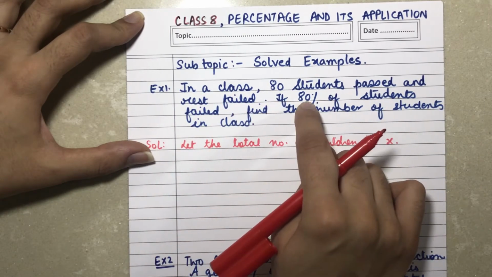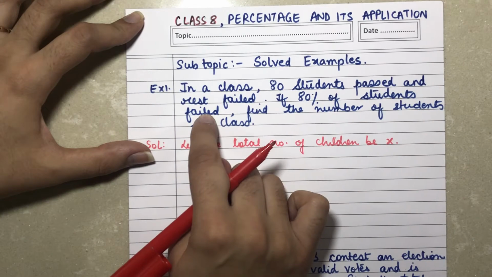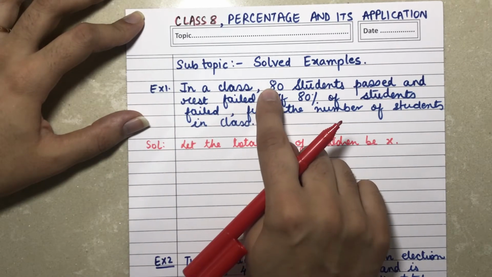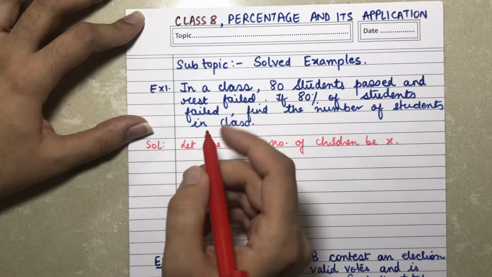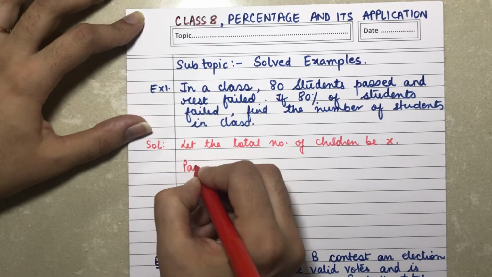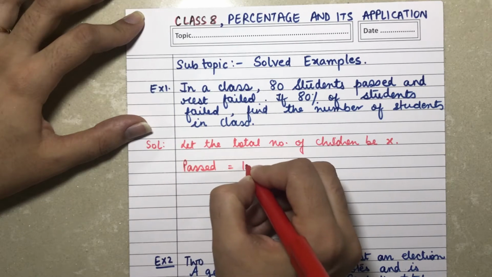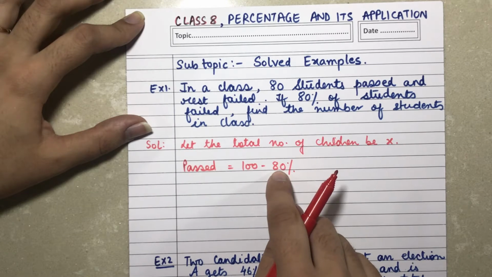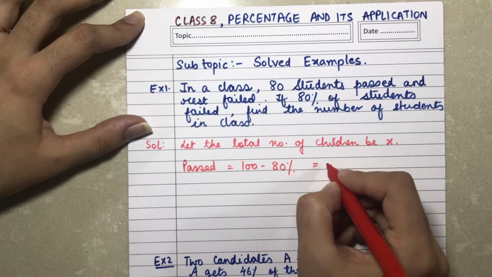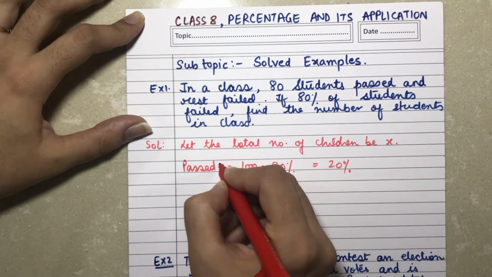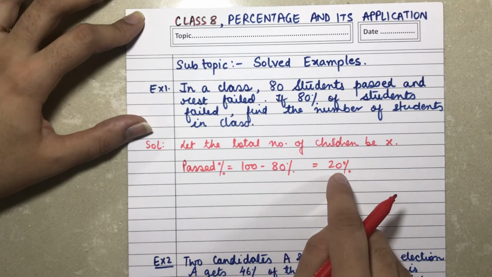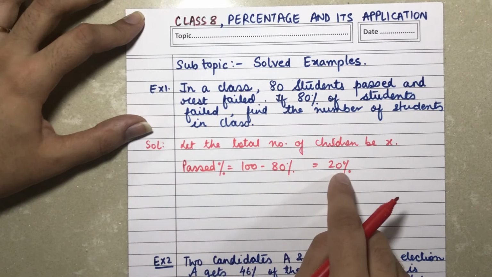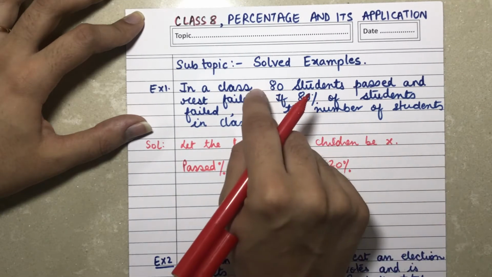Now if the total number of children is x, I know 80 students passed and the rest failed. I know that 20% of them failed, so that means 80% of them passed. So the pass percentage will be 100 minus the failed percent, which is 80%. So 80% of the total children have passed.